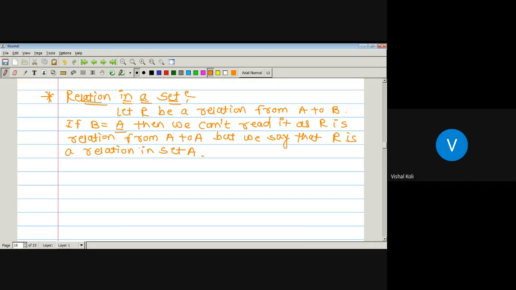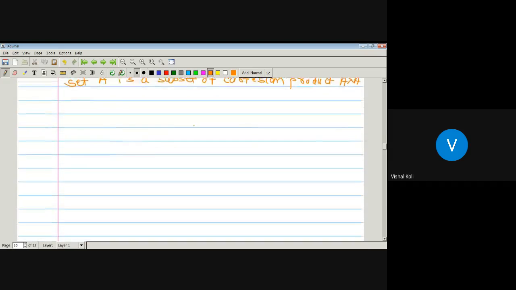So thus a relation in a set A is a subset of the Cartesian product A cross A. Since if R is a relation from A to B, then it is a subset of A cross B. As here R is a relation in set A, that is, it is a relation from set A to set A, then it is a subset of A cross A. Now, depending on this definition, we have to define what is the identity relation.